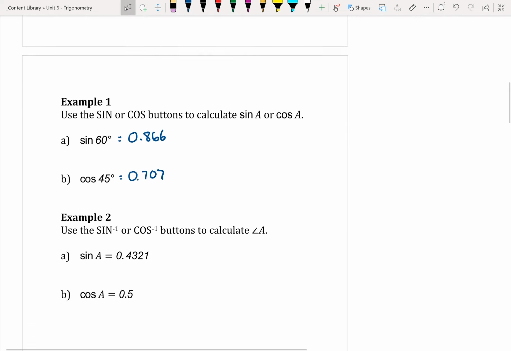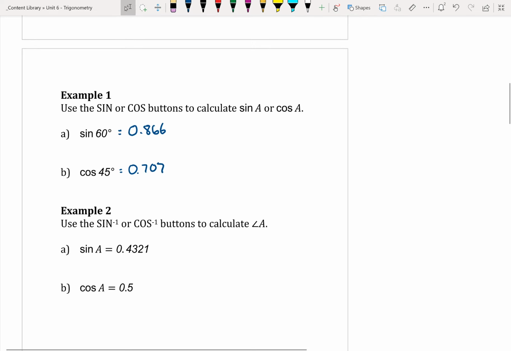In example 2, we want to do the same thing, except this is going to be a little bit different. Here, we're going to use the sine -1 or cosine -1 buttons to calculate an angle. So if we're given a ratio, or we know what that division is, if we go back up to those formulas, this is going to be for finding an angle. So if we want to find an angle and we have our division, we're going to be using this sine -1 and cosine -1. Now, just be careful, because that does not mean that it is the exponent of -1. I'll show you exactly how you can find that.